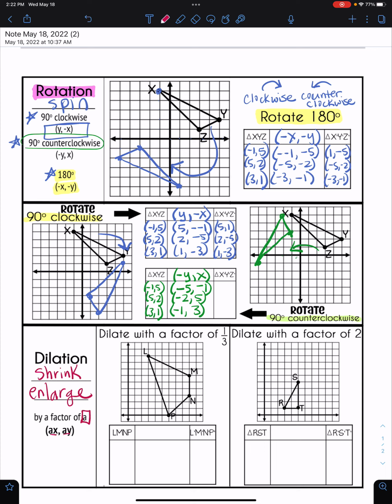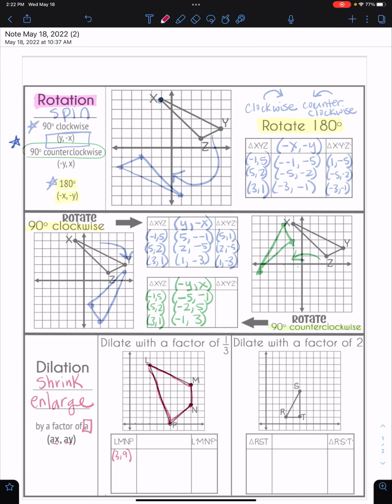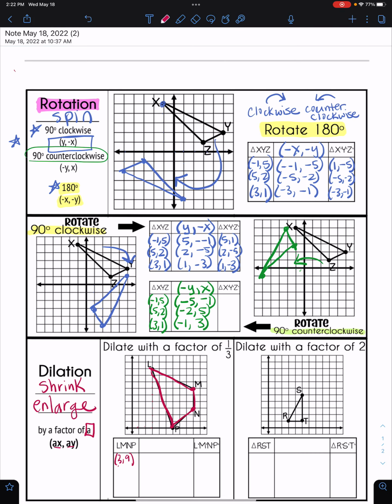So let's look at this trapezoid right here, or it's not even a trapezoid, it's just a quadrilateral. And let's record the original points to start us off. So L is 3, 9. And then we have M, which is 9 and 6. And then N is 9 and 3.